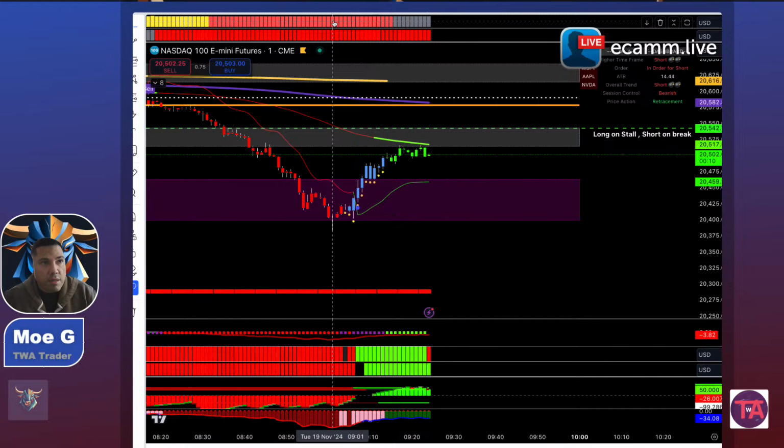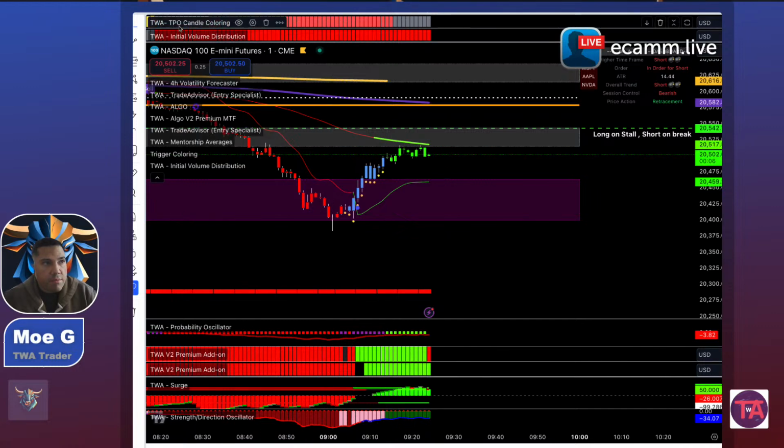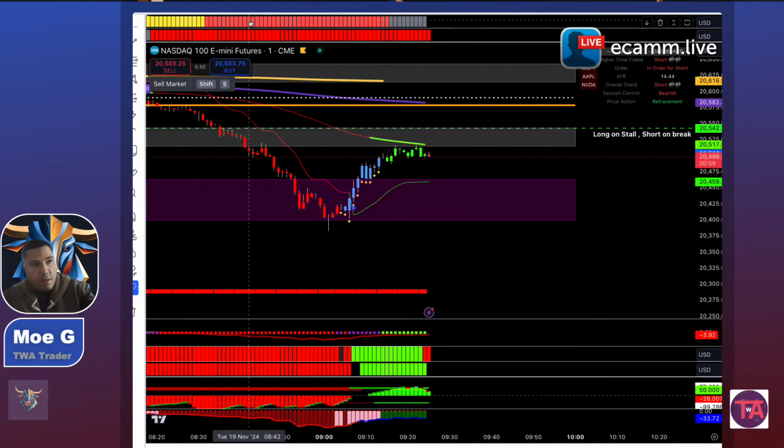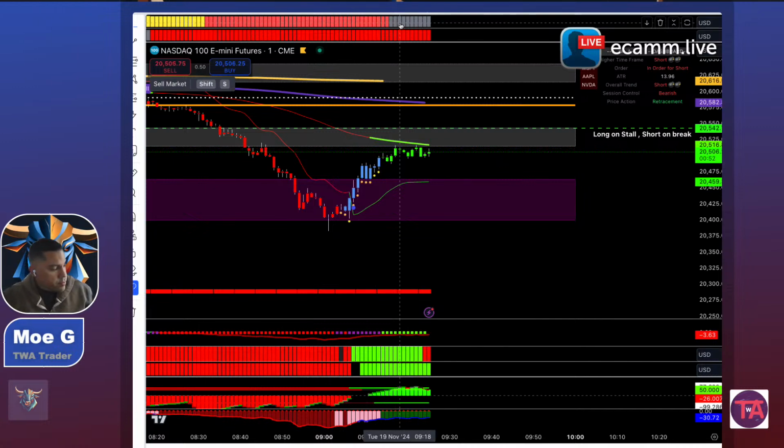Up here this is called the TPO, the TPO candle coloring. I don't have it as candle coloring; I have it as a bar up here. What does this mean? Very quickly, red means bears are in charge. When it's red to gray, that's a bullish sign. Yellow means chop, and green means the bulls are in charge.